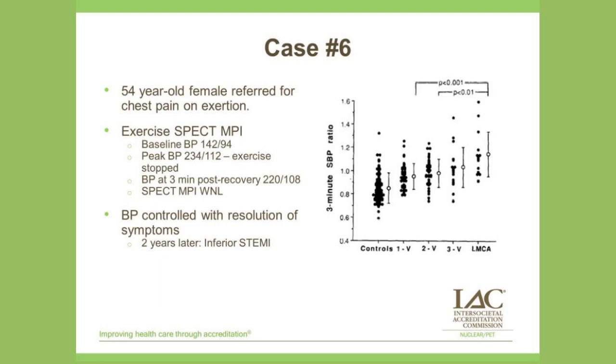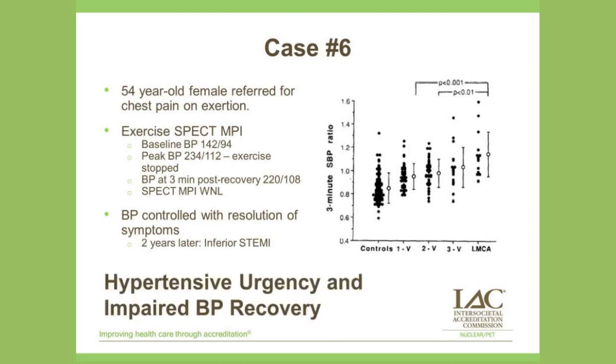She ultimately received her imaging, and her SPECT MPI was within normal limits. So fortunately, they controlled her blood pressure aggressively, and she had resolution of her symptoms. Unfortunately, 2 years later, she had an inferior STEMI. It was thought to be unrelated to this particular presentation, but she did have a decompensation later on. So there's sort of two aspects to this case that are relevant.